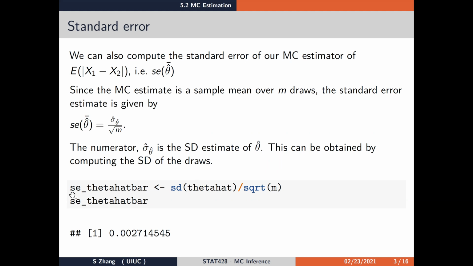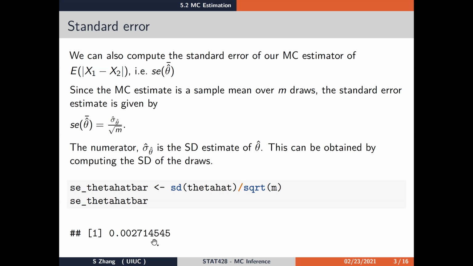So here's the code for it. SE of theta hat bar, which is the standard error of our estimator, is given by the SD of theta hat divided by the square root of m. And we can see that in this case, there is a standard error of our MC estimator around 0.003.